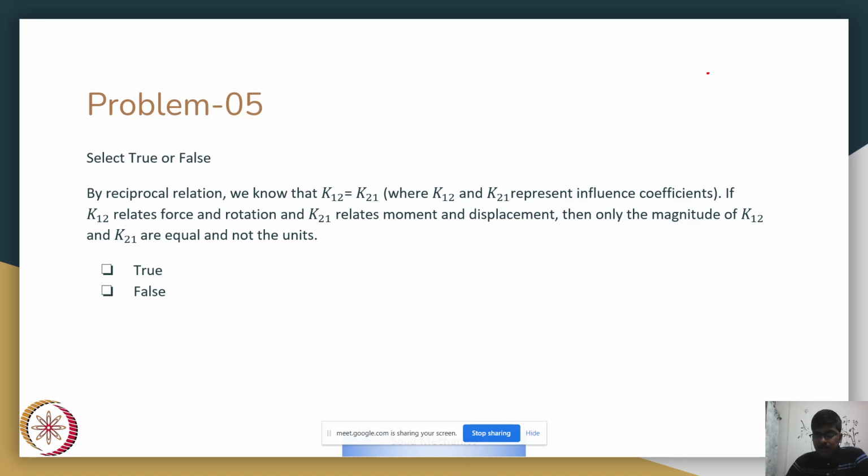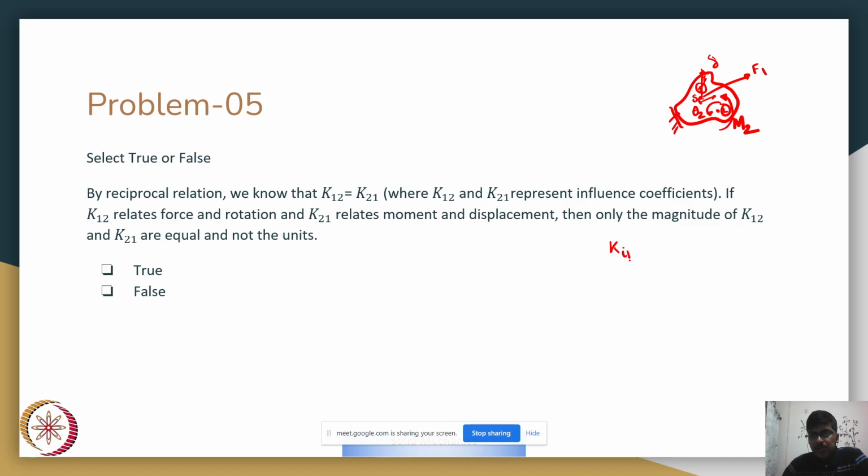Okay, so K12 relates force and rotation, right? So I would have to plot, say, point 1, point 2, and I am told that there is a force F1 which acts, and a rotation theta 2 which happens at point 2. K21 is the other way around, where you have a moment M2 and a displacement delta 1. Okay, so this is what we are given.